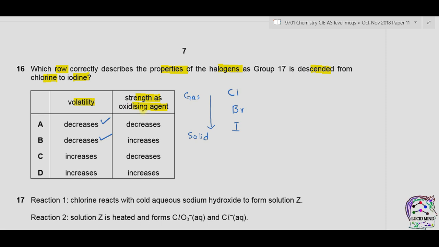Second is the strength as oxidizing agent. Now oxidizing agent is the one that can easily take electrons, as we know that chlorine is more electronegative than bromine and bromine is more electronegative than iodine. So therefore strength as oxidizing agent increases upwards. So descending in group 17, the strength of oxidizing agent decreases. The answer is therefore A.